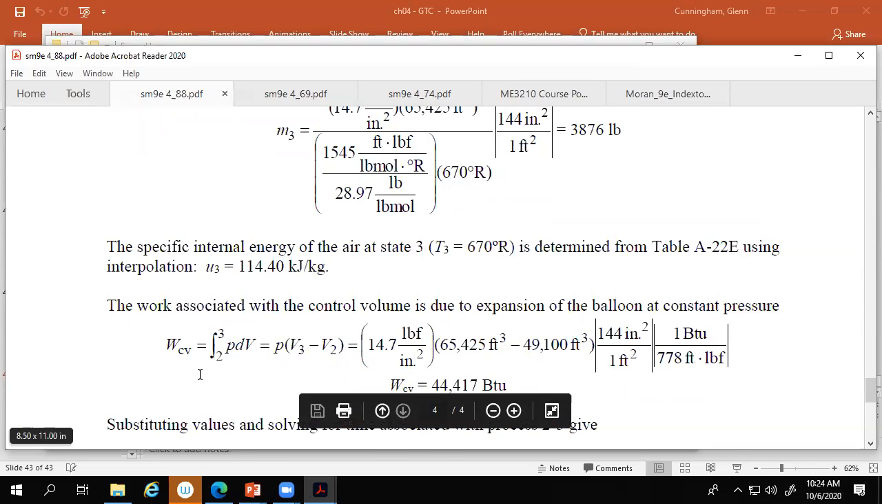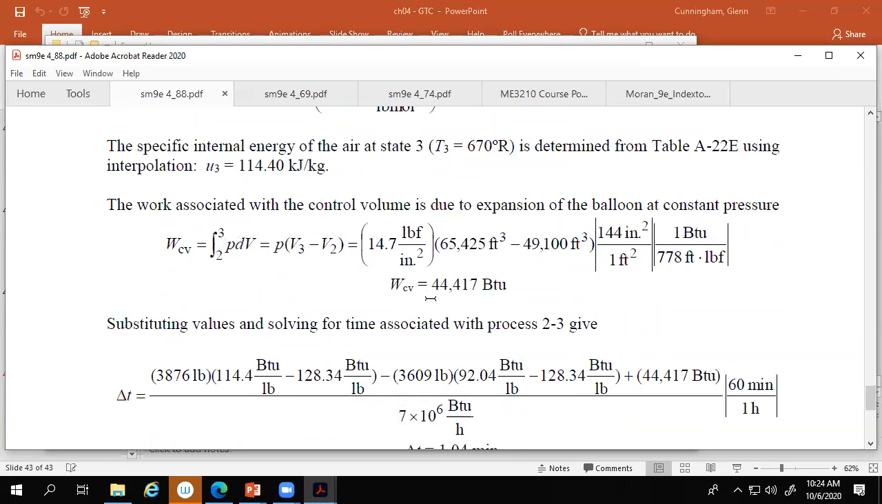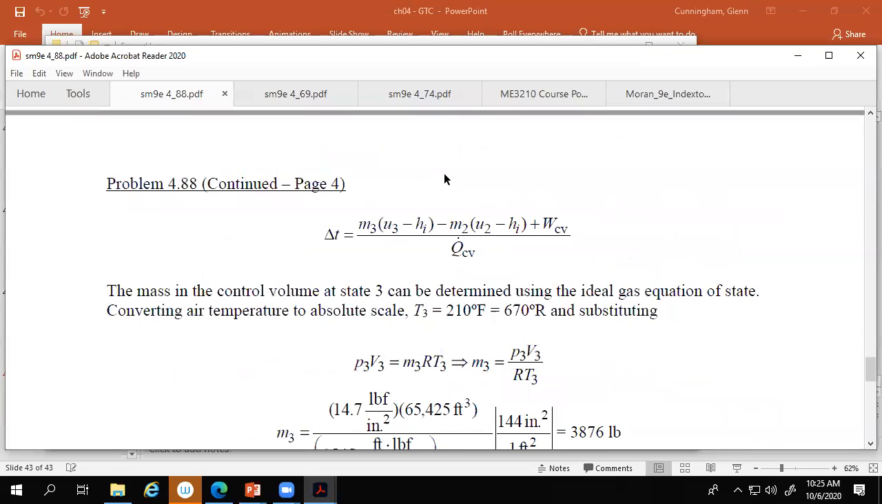Here's our work term. So again, it's constant pressure, so it's just V3 minus V2. There's the difference in volumes, there's the constant pressure, and here's juggling the units. And so we get the work, the expansion work going from 2 to 3, inflating that balloon further, 44,417 BTUs. And then we can plug in this expression for the delta T right here.